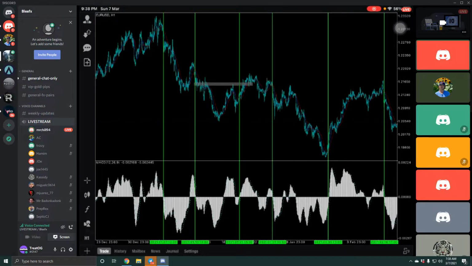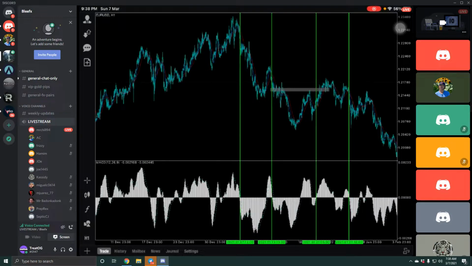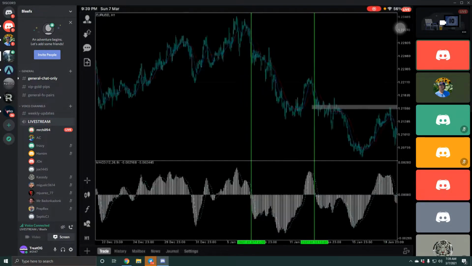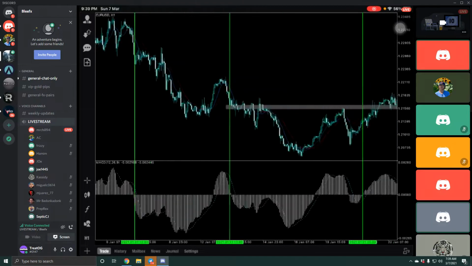It will break. It will not hold at all. If the MACD is showing above or below the zero, and the moving average is crossing over, the support and resistance will not hold at all. Like 100%, it's not going to hold. That's a fake resistance or support area. Exactly.